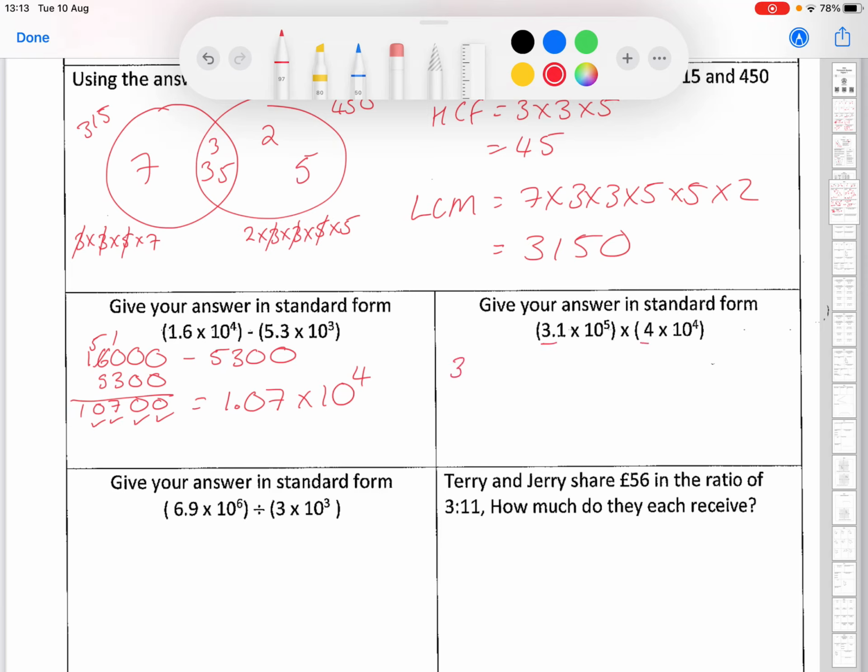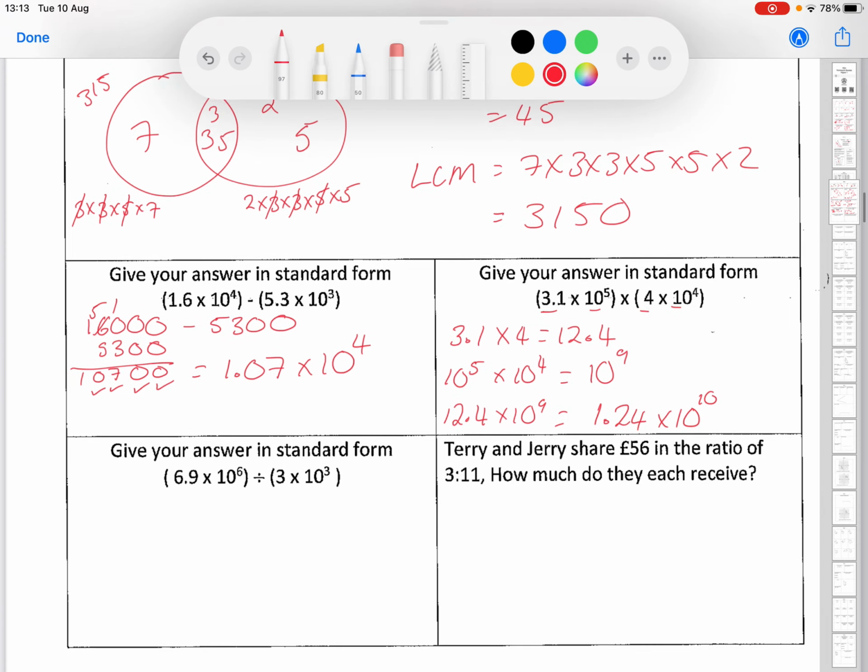Next one, when we're multiplying in standard form, we multiply our numbers. So we're going to do 3.1 times 4, which is 12.4. Then we're going to multiply our powers of ten, so 10 to the power of 5 times 10 to the power of 4. We add those powers because we're multiplying, to make the power of 9. So we've got 12.4 times 10 to the power of 9. However, that is incorrect. It needs to be 1.24 times 10, and we need to add 1 to that power.